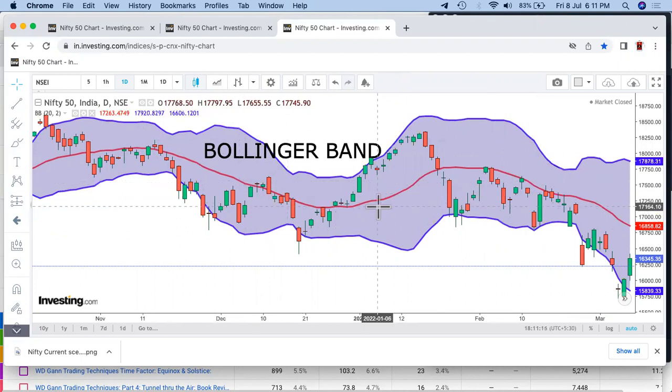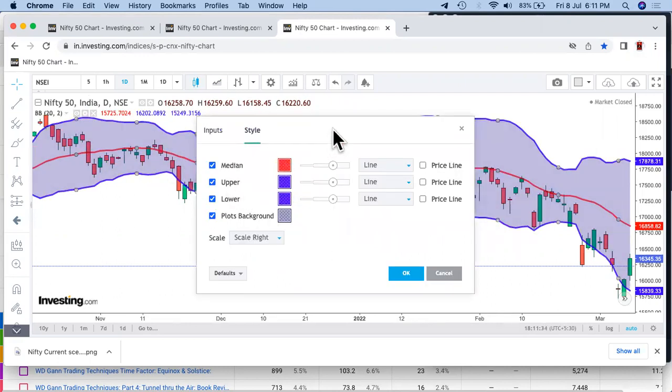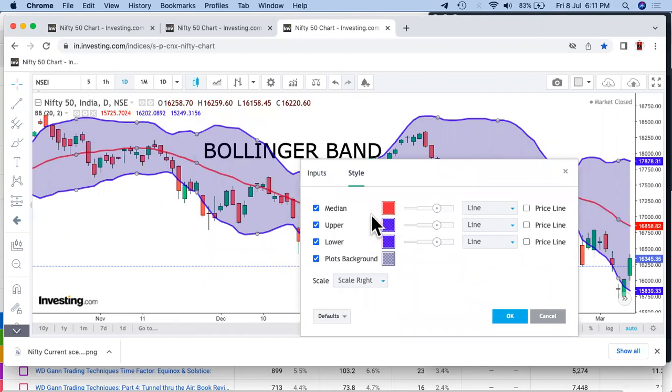This red line is a simple moving average, and the blue lines that you see on the top and on the bottom, this is the upper band and this is the lower band. The upper band and the lower band are standard deviations. How you can change that, probably again in the settings, I'll just inform you. So the median that we saw, the red line, is our simple moving average. The upper band on the top side and the lower band on the bottom side, those together are called a Bollinger Band.